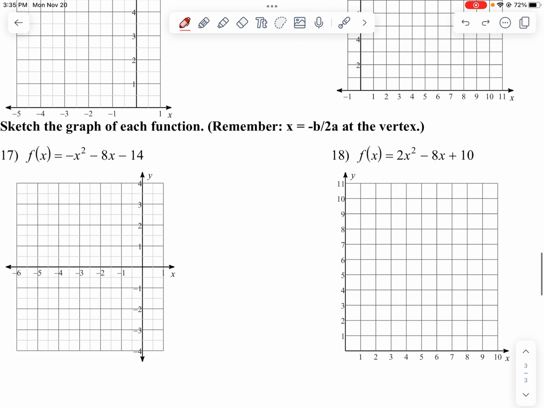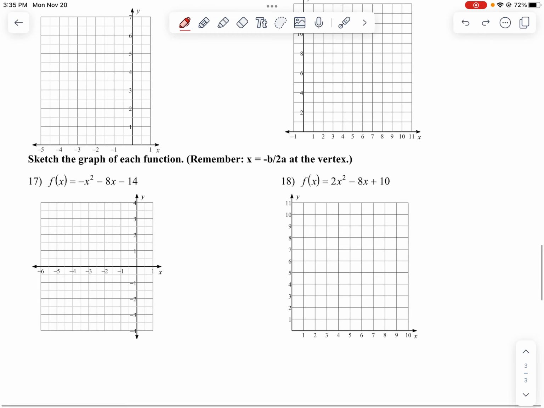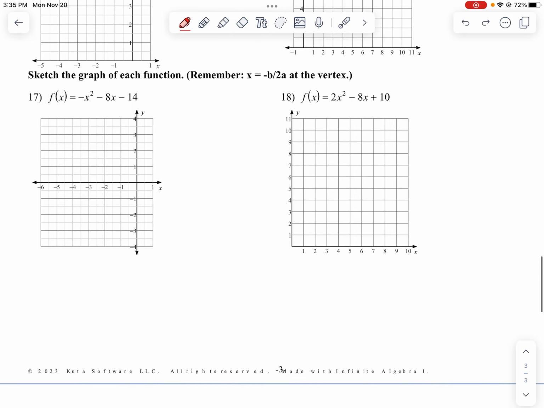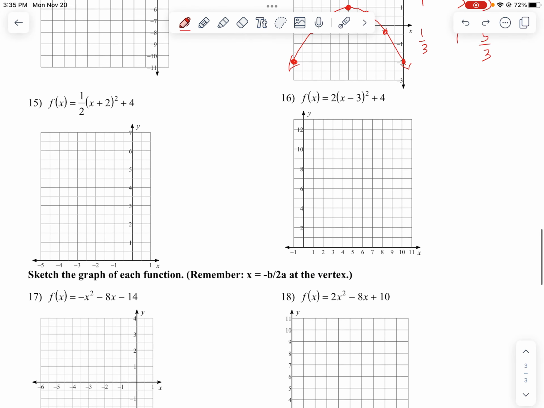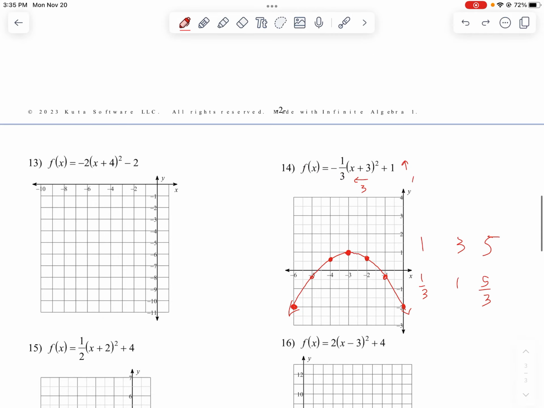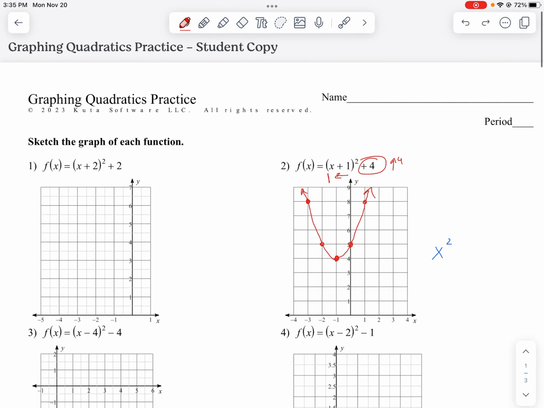Remember, if you want to get the vertex, x equals -b over 2a at the vertex. So you can find out what that x coordinate is, and then you can plug it in to find the y coordinate. And that's what's going on in your assignment. At the last section there, it shows you a graph, and you need to write the equation. So you're just working backwards. But that's probably what this assignment is about.